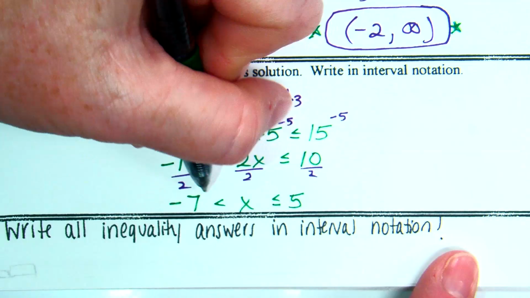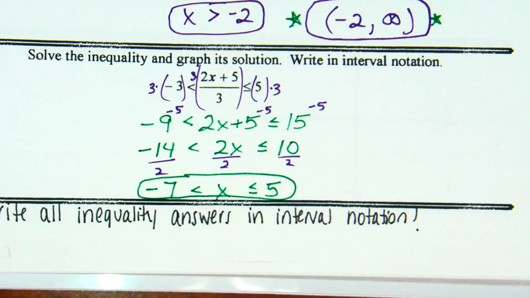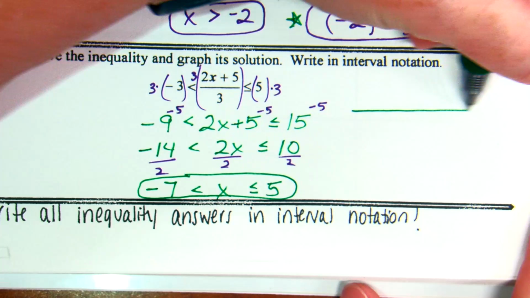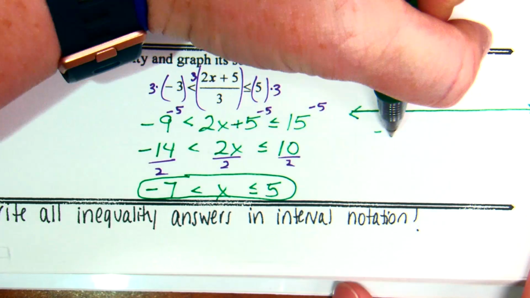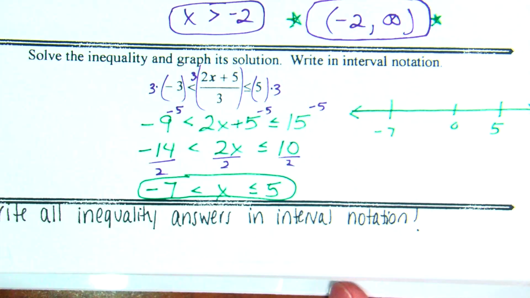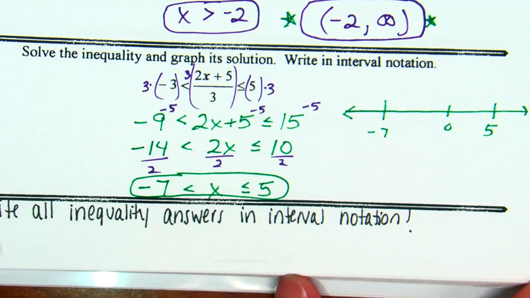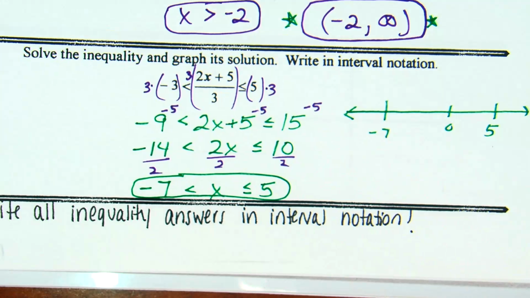But, not done, right? I want it all in interval notation. Now, this one technically says graph also. If it doesn't say graph and you can just jump to interval notation, great. But otherwise, I'm going to shortcut this one. Let's see, we've got a negative 7, we've got a 0, we've got a 5. I don't normally do that, but I'm just trying to make sure I don't run out of time here. Do you know where the shading's going to be? Yeah, x is in the middle between negative 7 and 5.